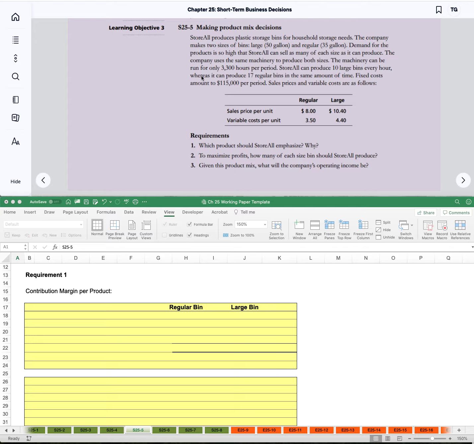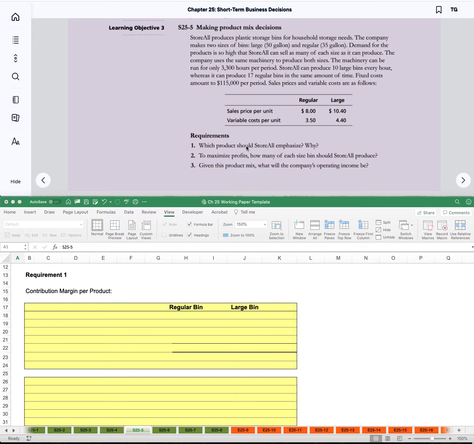The machinery can be run for only 3,300 hours per period. Store-All can produce 10 large bins every hour, whereas it can produce 17 regular bins in the same amount of time. Fixed costs amount to $115,000 per period. Sales prices and variable costs are as follows. We have the regular and the large, sales price and variable cost.